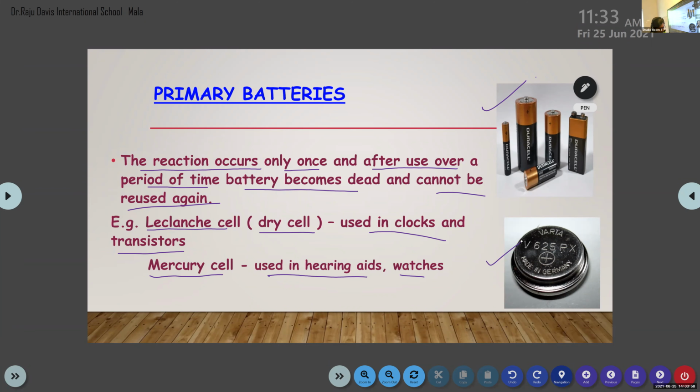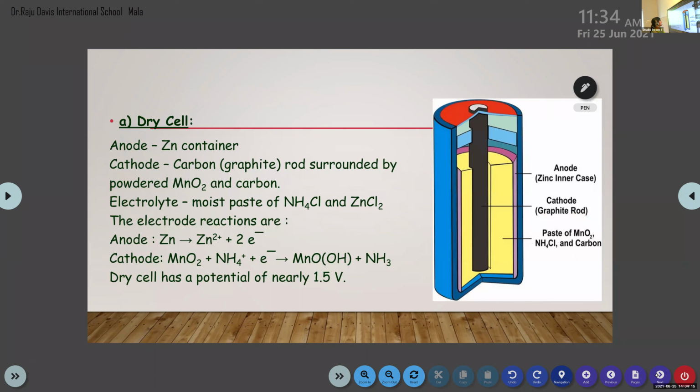Have we completed this one? Yes. Then we can learn more detail about these two examples. Not two types of cell, from this primary battery itself, two examples here. We can learn detail about this Leclanche cell and mercury cell. So the first one is the dry cell, otherwise known as the Leclanche cell.